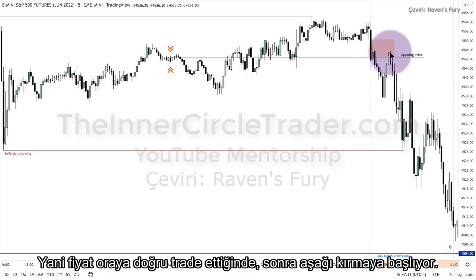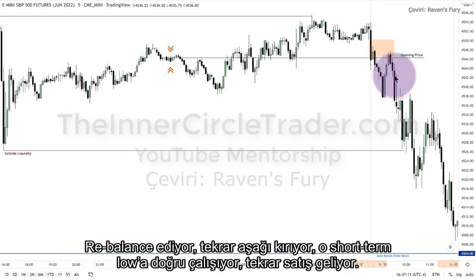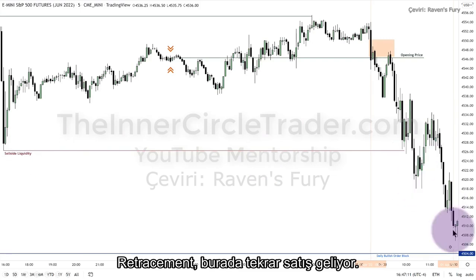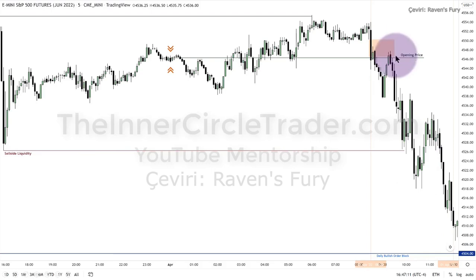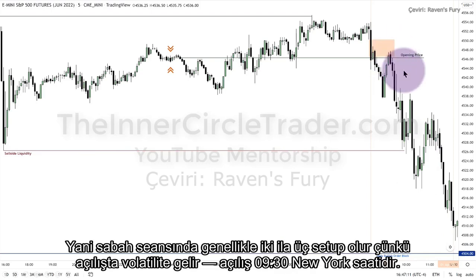So when it trades up there, then it starts to break down, it rebalances, breaks down again, works into that short-term low, sells off again, retracement, sells off again. In here, this is your entry at the opening. So in the morning session, you typically have 2 to 3 setups because you have volatility coming in at the opening being 9:30 New York local time.